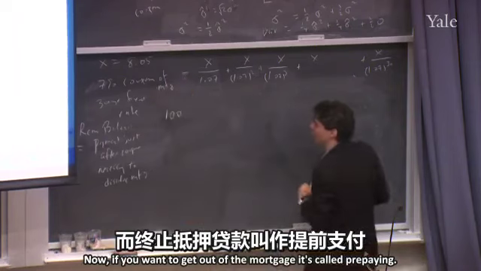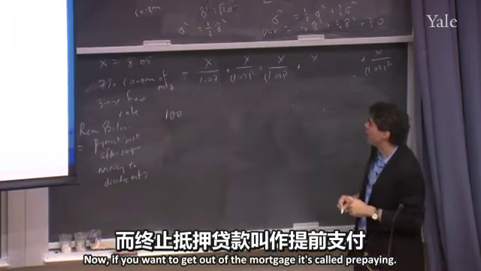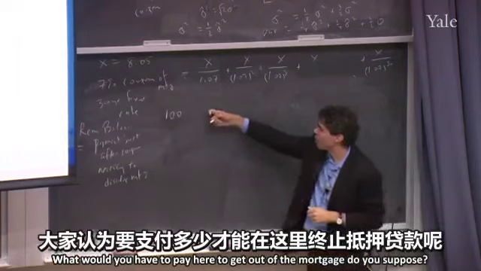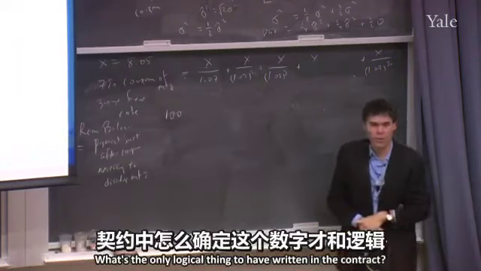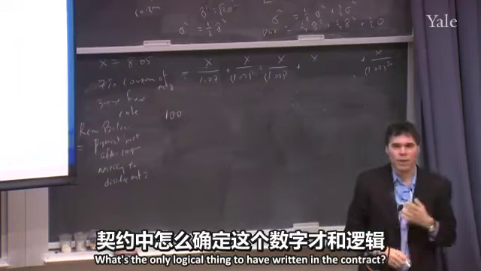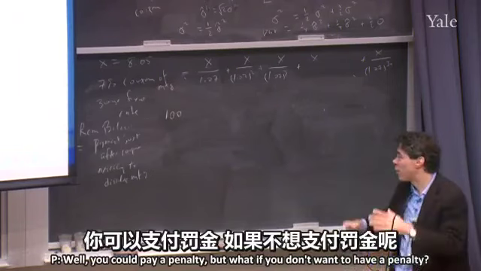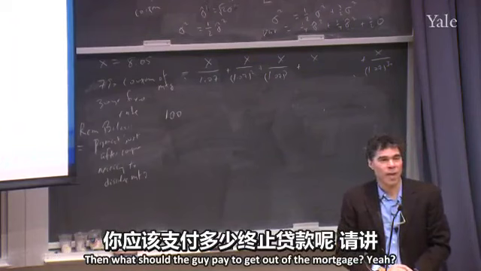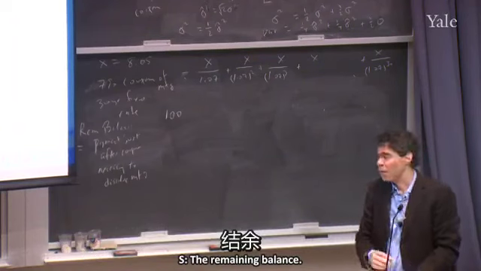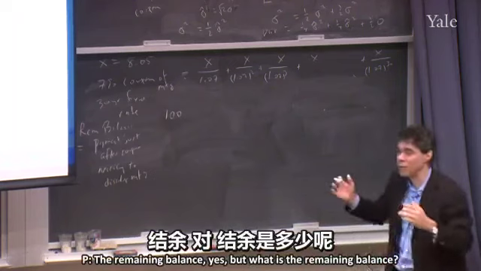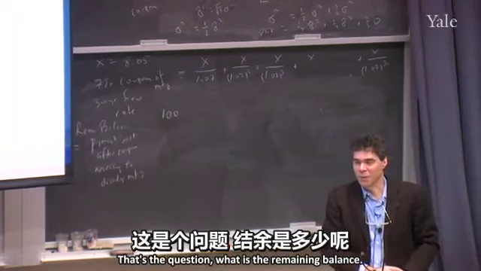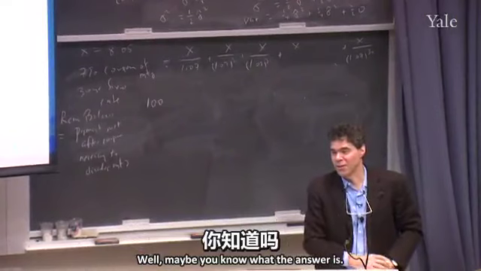Now, if you want to get out of the mortgage, it's called prepaying. What would you have to pay to get out of the mortgage, do you suppose? What's the only logical thing to have written in the contract? Well, you could pay a penalty, but what if you don't want to have a penalty? Then what should the guy pay to get out of the mortgage? The remaining balance, yes, but what is the remaining balance? That's the question. Well, maybe you know what the answer is.